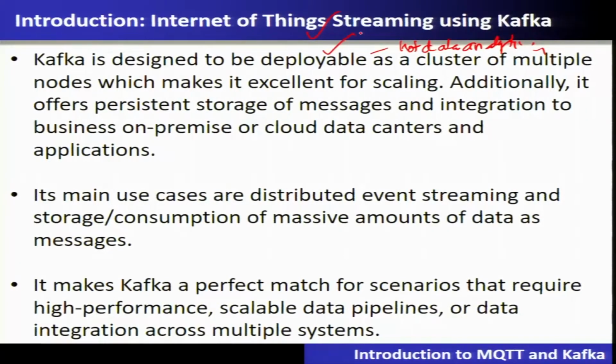So Kafka is designed to be deployable as a cluster of multiple nodes. Therefore Kafka is not a single server, but a cluster, maybe in a data center, which makes it excellent for scaling. It is not that only a few Internet of Things devices, but many devices in very large numbers can also use this particular service. Why? Because Kafka is designed to be scalable and deployable in a cluster of multiple nodes.